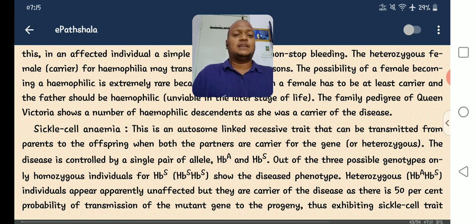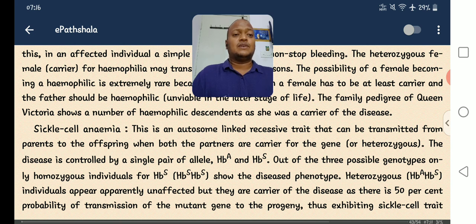Next point: the disease is controlled by a single pair of alleles. The alleles are HBA and HBS, two types of alleles. Out of the three possible genotypes, only homozygous individuals for HBS show the diseased phenotype. Here HBA means normal, and HBS means sickle cell anemia.